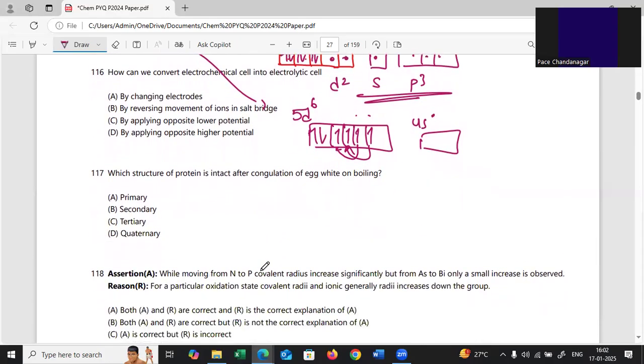Next, move on. How can we convert electrochemical cells into electrolytic cells? Electrochemical means chemical energy to electrical energy. Electrolytic cells is electrical energy to chemical energy. Then by changing the electrodes, no. Reversing the movements, no. By applying opposite higher potential, that will be the answer. Applying opposite higher potentials, you would be able to convert this.